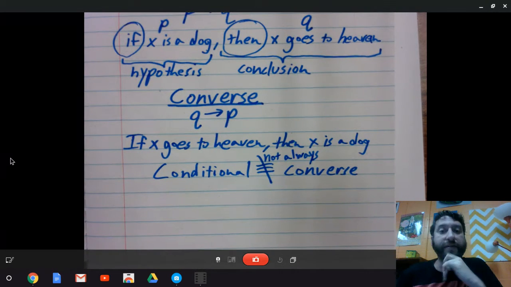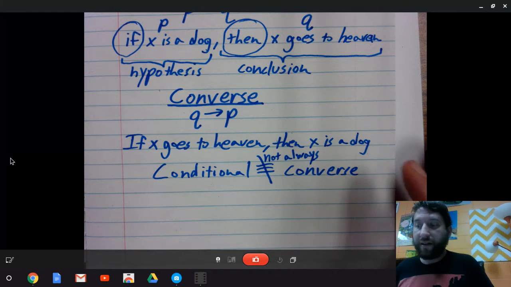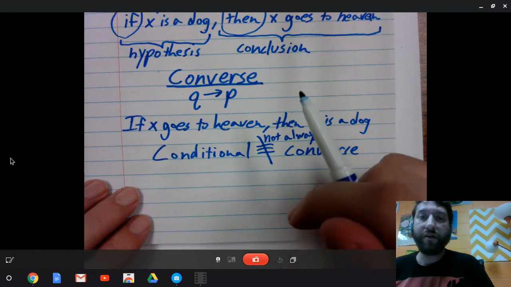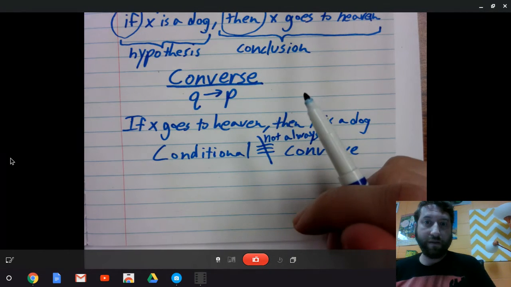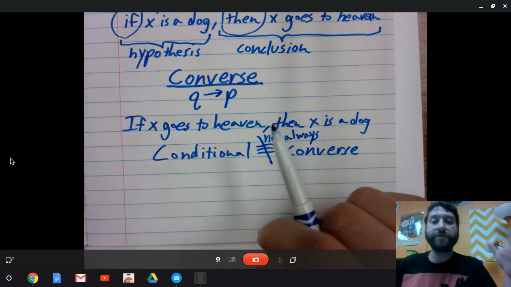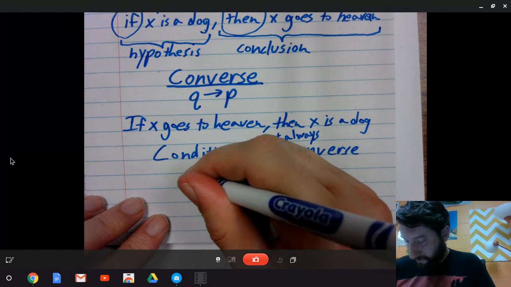All right, so that's the converse. Now let's do the next one, the inverse. Inverse is where we talk about negation. Remember I said negation is when you take the opposite of something. The negation of me having a good day is that I have a bad day. Negation is the opposite. All right, so let's do the inverse.